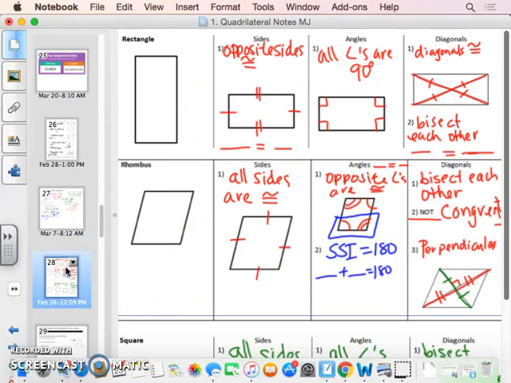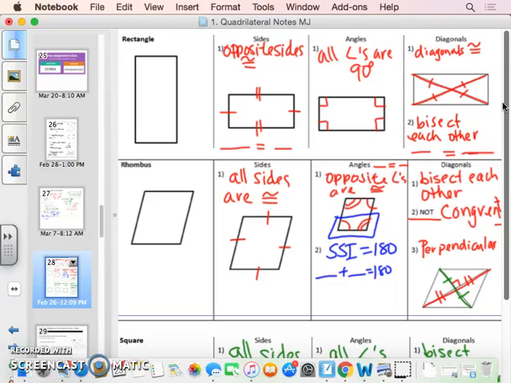Let's quickly review our other quadrilaterals. So we've got a rectangle. Rectangles, opposite sides are congruent. All the angles are 90 degrees. And the diagonals are congruent, and they bisect each other.